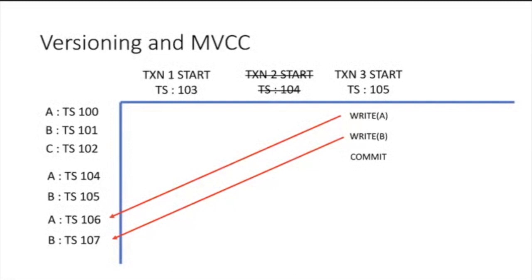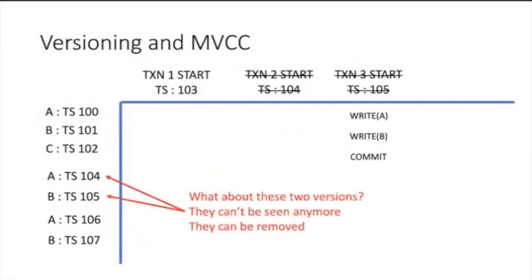And then we have another transaction 3 at timestamp 105. It writes A, it writes B, and then it commits. Now, something to keep in mind is that we've created 2 new versions of A and B each, but after transaction 3 commits, we have transaction 1 that's still open, and that's it. So what we can notice is that the versions of A and B in the middle, 104 and 105, can't be seen by anybody anymore, so they can be removed from the store.